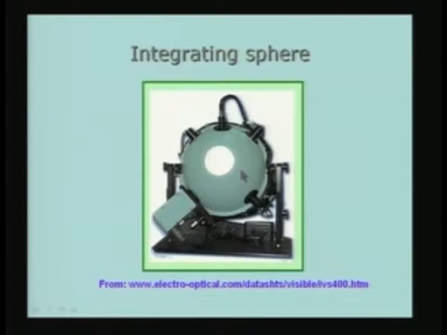Essentially what has been done is, inside the integrating sphere, a lamp whose output we want to measure is placed, and the lamp gives out radiation in all the directions, and because of the integrating sphere, the radiation leaving through this hole essentially is proportional to that which is leaving in all the directions.